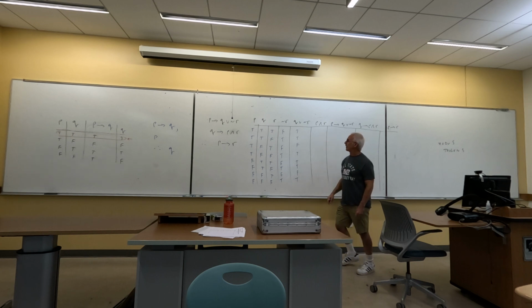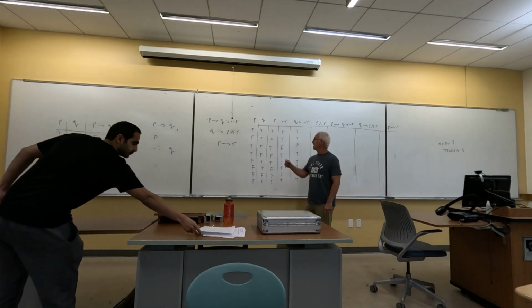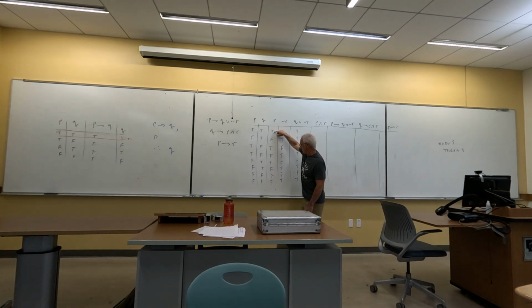Now, P and R. P and R is not going to have a whole lot of truths, is it? Because it's an and. So I think I'm only going to be true here and here. Is that right? First and third rows? Sometimes it's easier to look for the one case. So the first and third rows, and then it's false everywhere else.